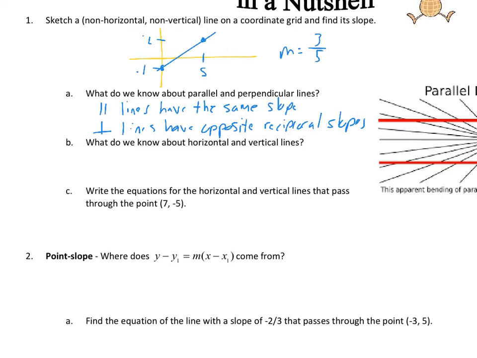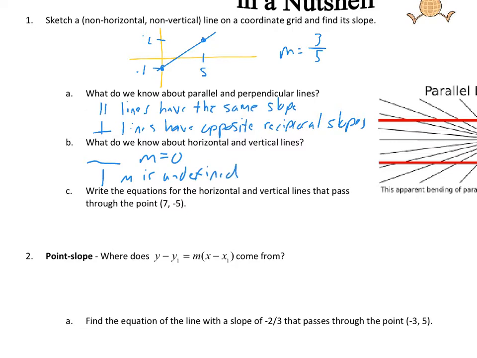What do we know about horizontal and vertical lines? A horizontal line, I'll just draw horizontal. Horizontal line has a slope of 0. And a vertical line, the slope is undefined.